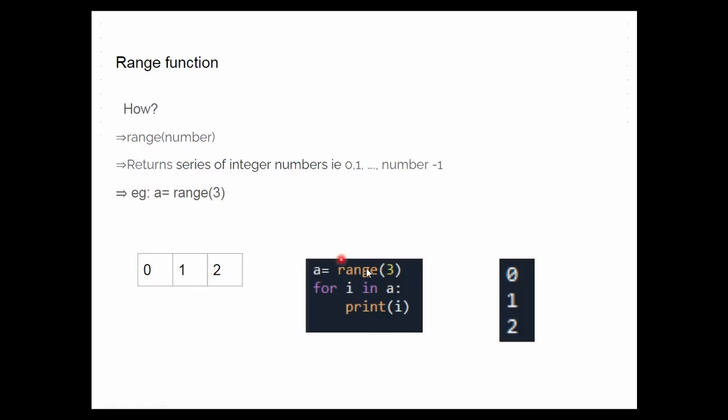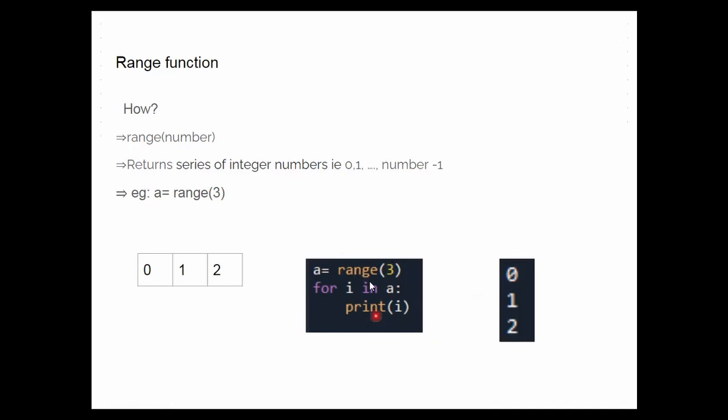Suppose this code is written: a is equal to range of 3. What kind of data will be present in a? For the first step, a will contain value 0. So for i in a, this is the method of using the for loop. This i will contain the first value of a, so i will contain value 0. Print i, so the value of i, that is 0, will be printed here.